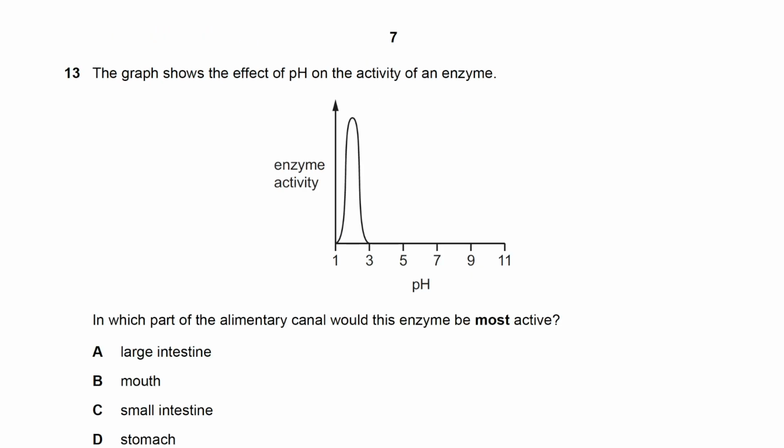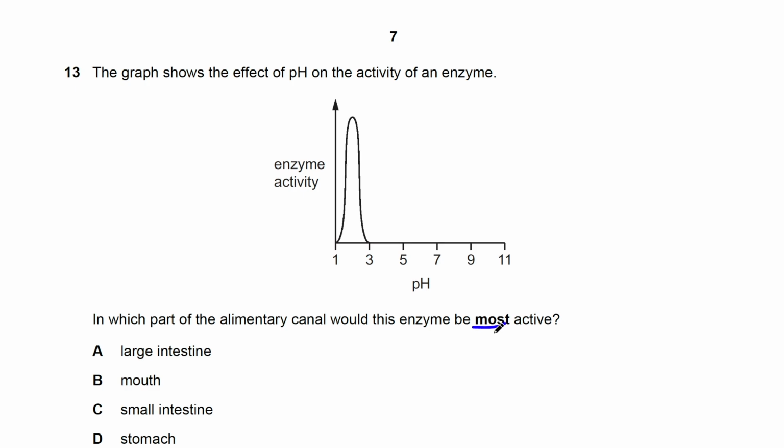Okay, let's do now this question. The graph shows the effect of pH on the activity of an enzyme. It seems that the optimum pH is around 2. Now, in which part of the alimentary canal would the enzyme be most active? Large intestine, mouth, small intestine, or stomach?